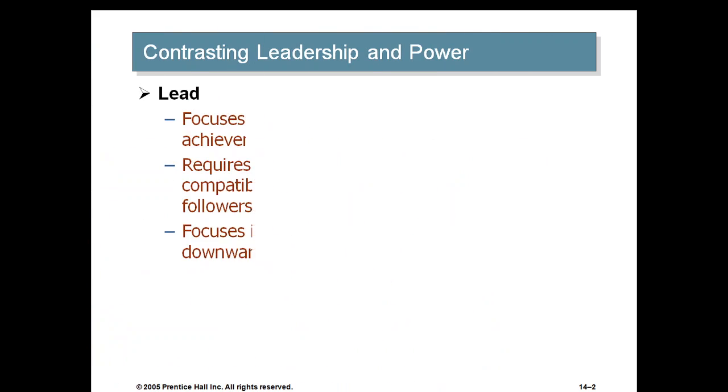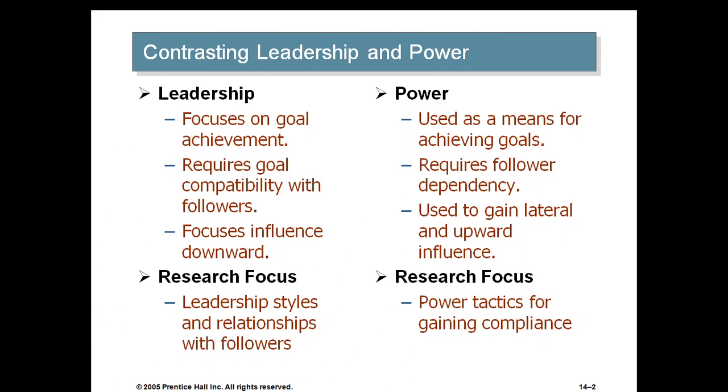and play the dynamics accordingly. Okay, that's a quick differentiation between leadership and power. Leadership focuses on goal achievement, whereas power is used as a means to achieve those goals. Leadership is more far-sighted, much broader in its orientation, whereas power is an instrument which influential people might use as a means to achieve the goals they have set for themselves. Likewise, leadership requires goal compatibility with followers, whereas power requires follower dependency. Unless there is an element of dependency of B on A, A cannot exercise the power or cannot influence the behavior of B. As simple as that.